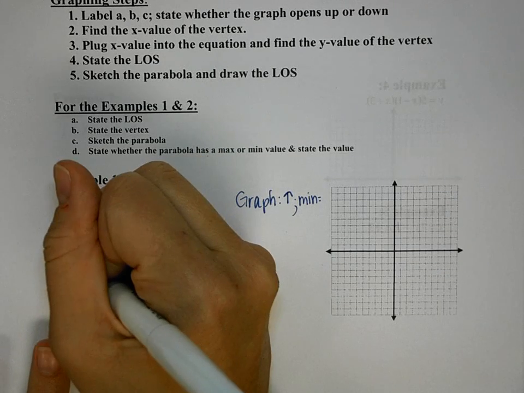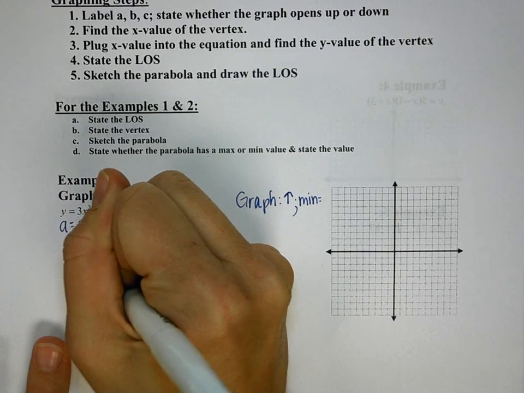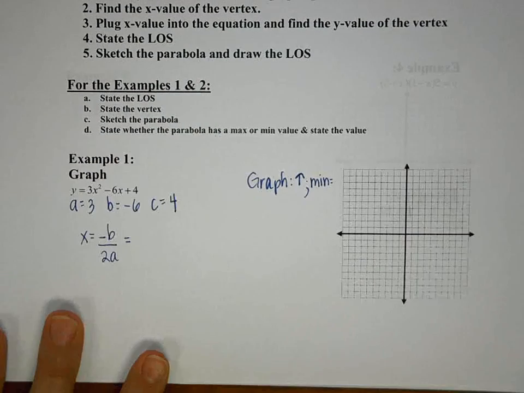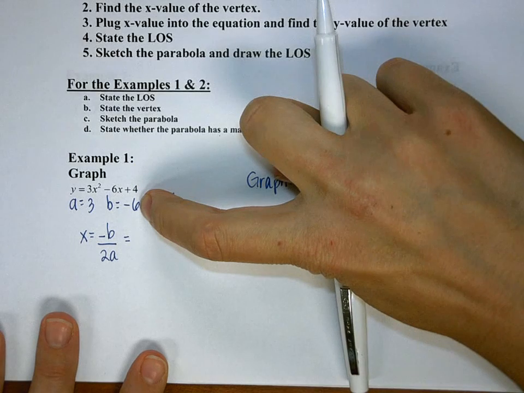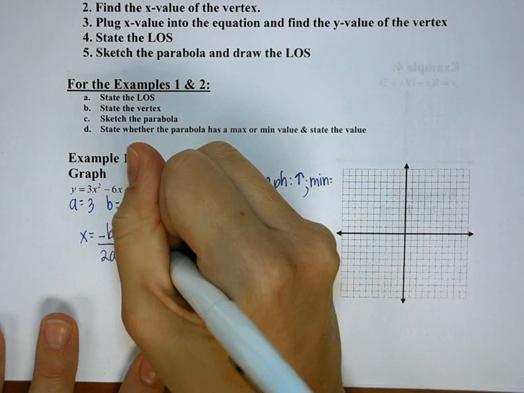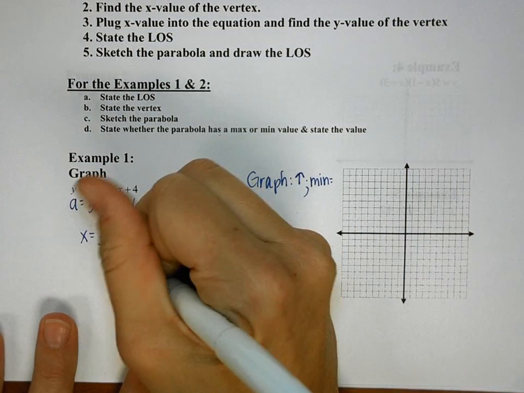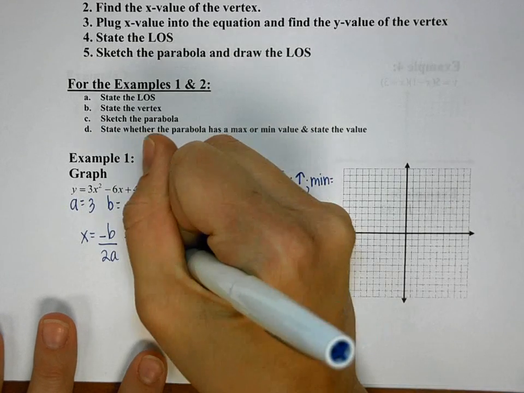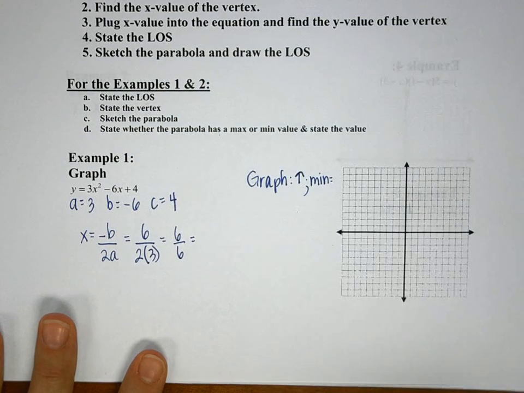The equation for finding the x value of the vertex is negative b over 2a. Okay, when you have negative b, what that is saying is the opposite of what b is. So what's it going to be? 6. Since b is negative 6, negative b would be positive 6 over 2 times, and a is 3. So we simplify that and we get 6 over 6, which reduces to what?